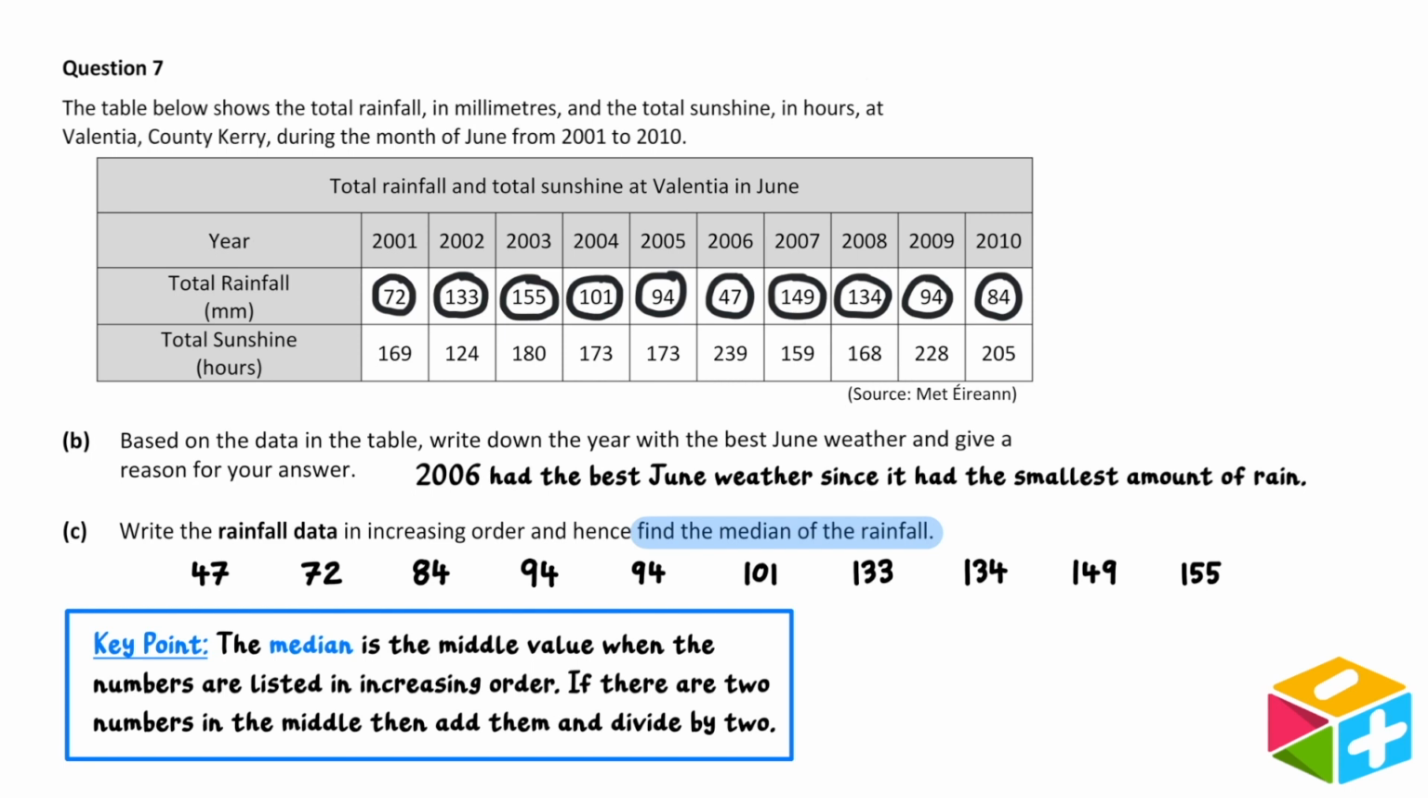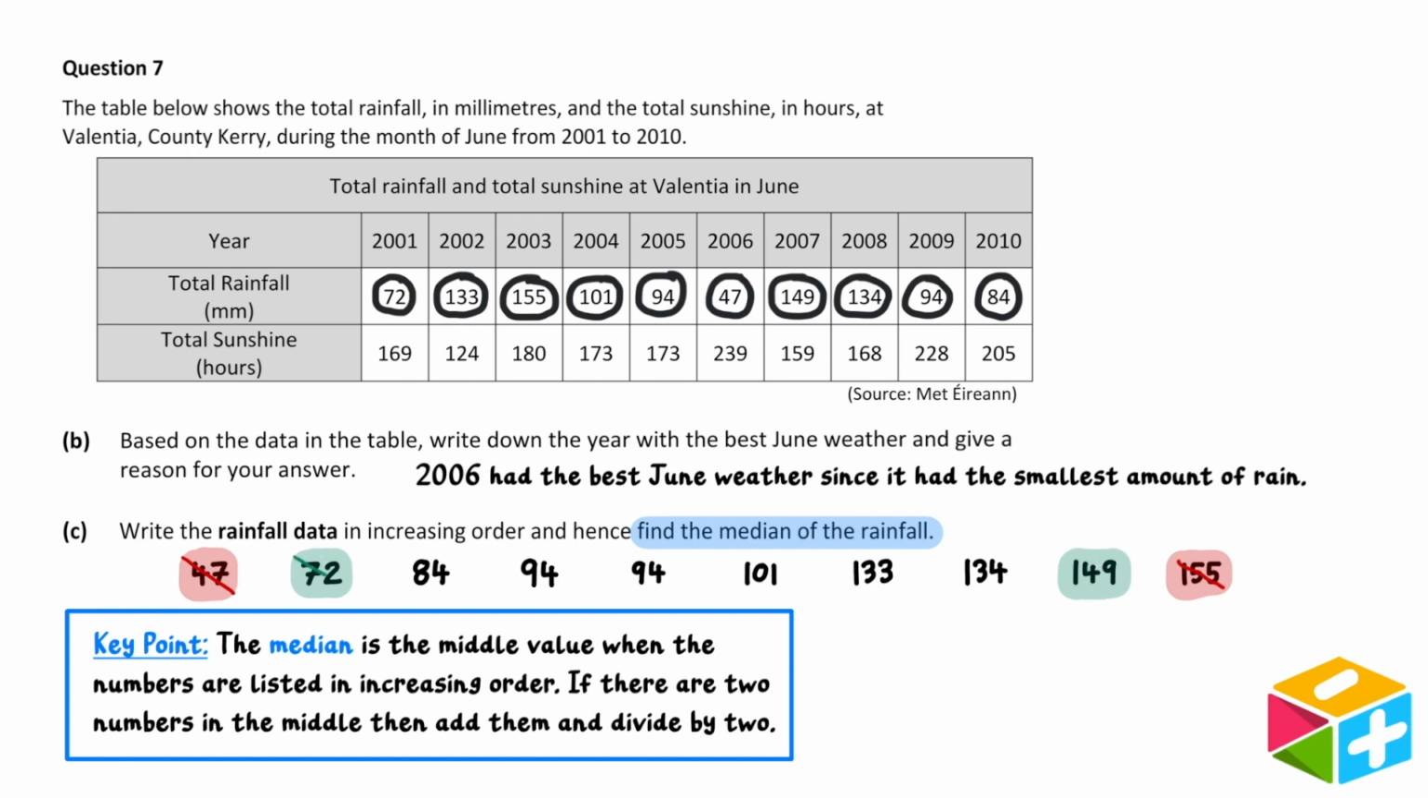So, to find the median, we'll need to identify the middle number or numbers. A nice way to do this is to repeatedly cross off the smallest and largest number on the list. To begin, we'll cross off 47 and 155.